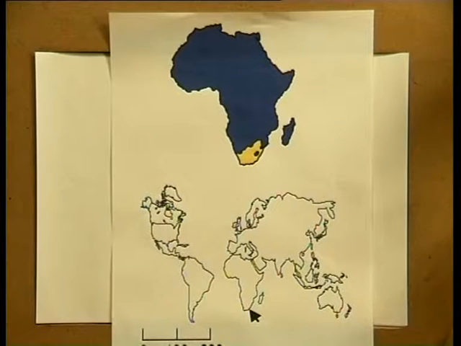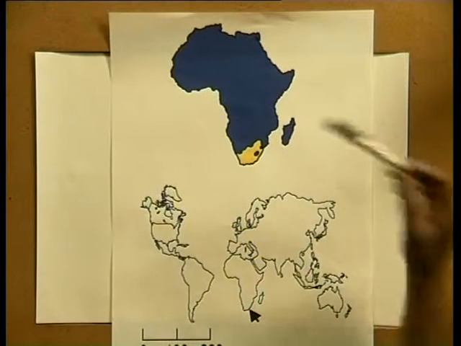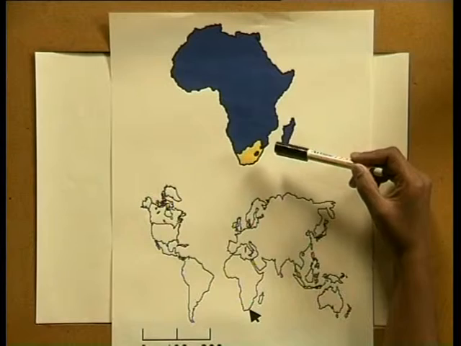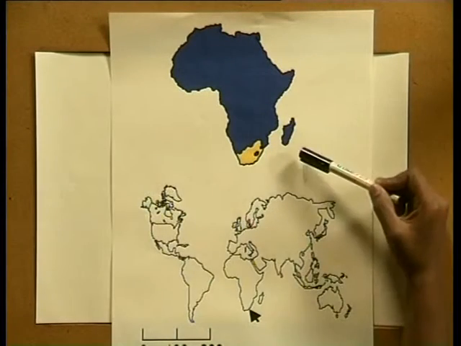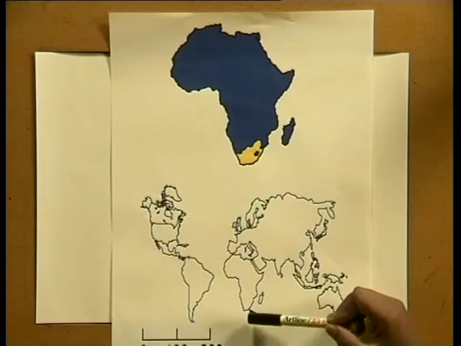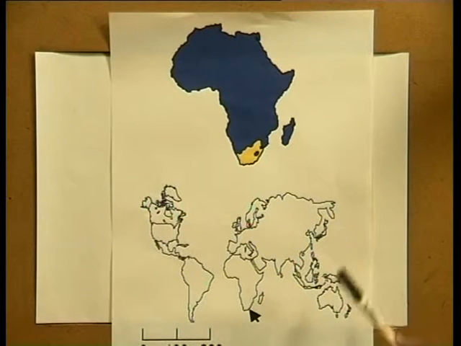A very good practical example of the same figure being made bigger or smaller is maps. Here we have two maps showing the position of South Africa. In this map, South Africa is shown in relation to the rest of Africa. In this map, South Africa is shown in relation to the rest of the world.